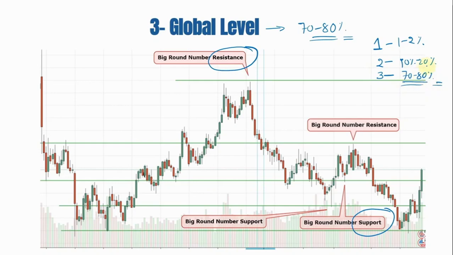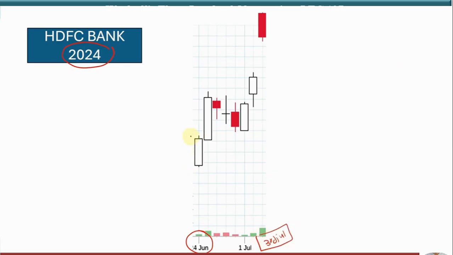Only God can understand. Let us take one simple old HDFC Bank chart. This is a 2024 chart, from 24th June to 3rd July. If you observe this particular chart, there are a total of 8 trade days.